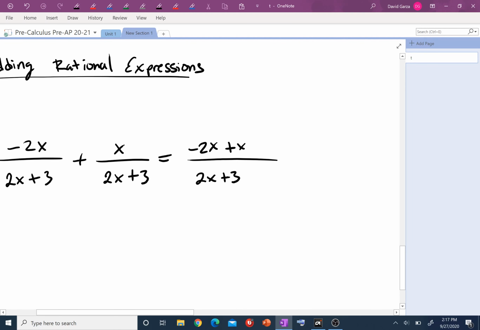Okay, so at the top we have negative 2x plus x, which is just negative 1x, or just negative x. And at the bottom we have 2x plus 3. That's it. Now we can rewrite it like this as well. This would be equivalent, right? Because it's kind of like saying negative 1 times this whole thing. It's going to be the same exact thing. So that one was easy.